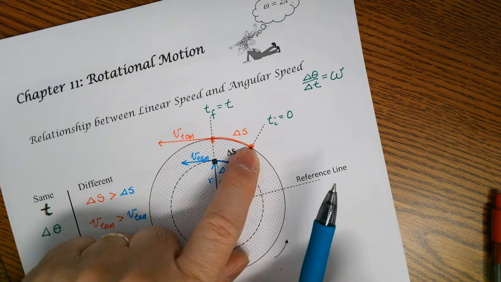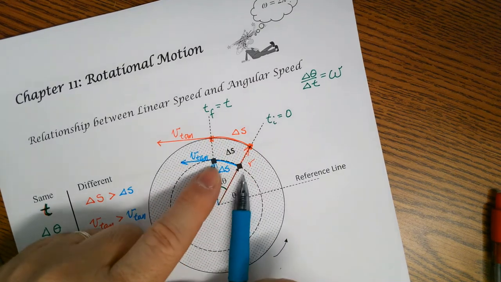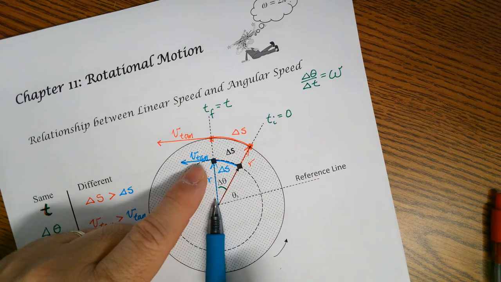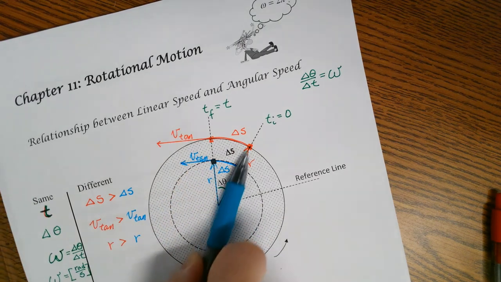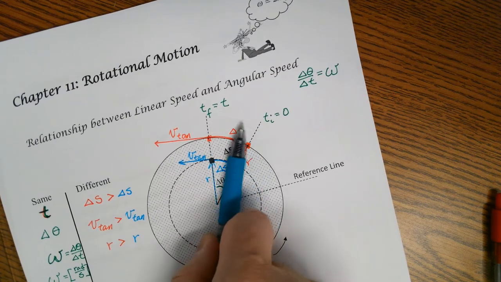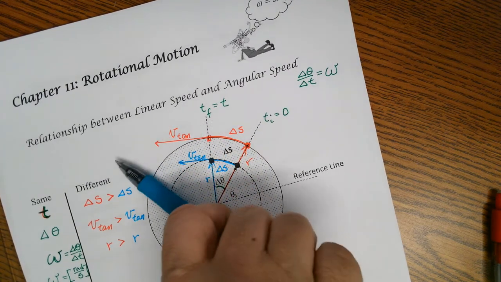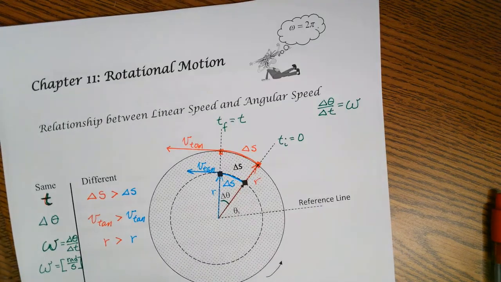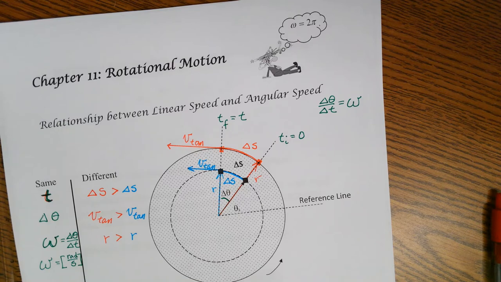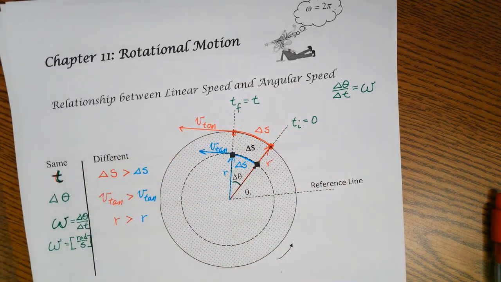Because you have to travel this much distance in the same amount of time that it takes for this person to go here and this person to go here and this person to go here, right? So the further you are out, you better run much faster in order to keep up with that turn. Okay, so if you think of that visual anchor, I think it would help for the rest of this chapter.